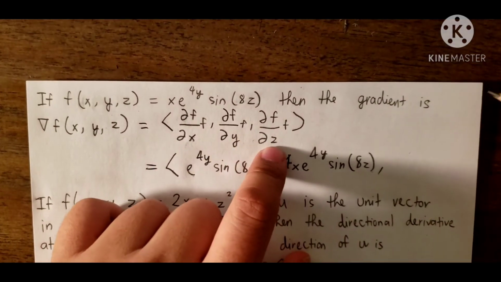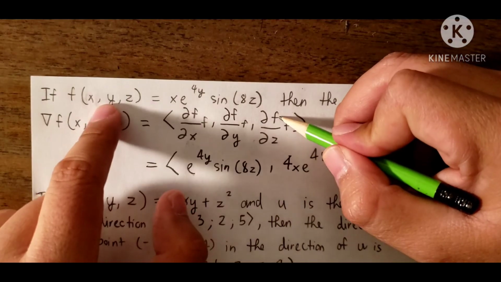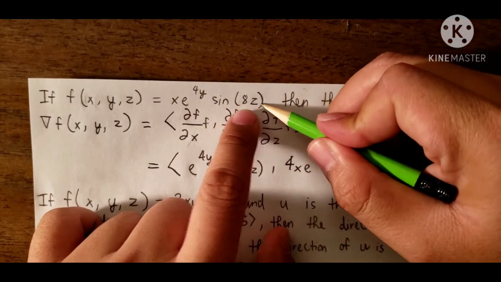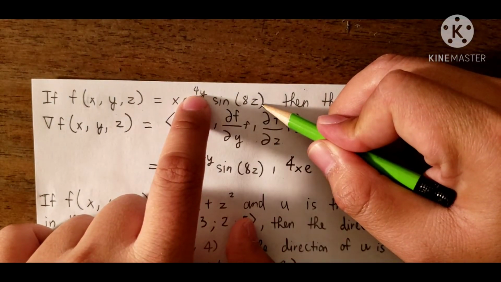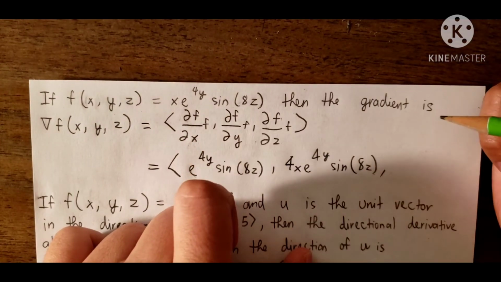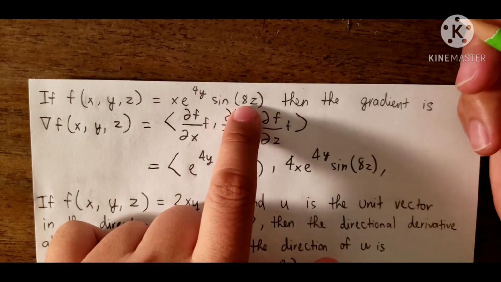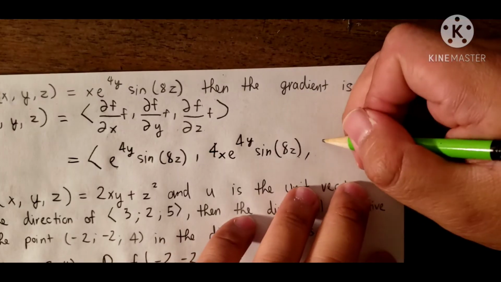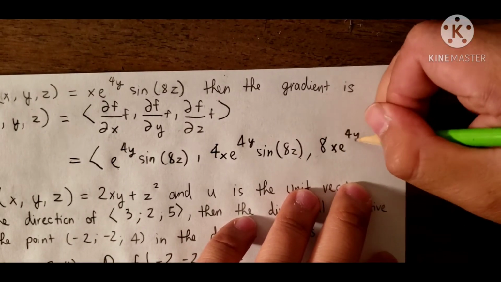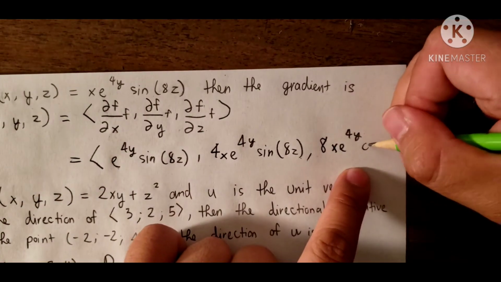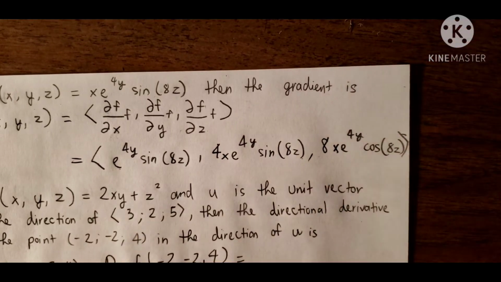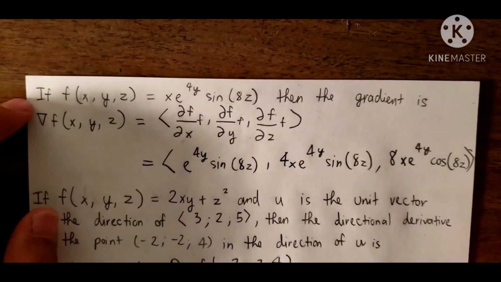The last one, the first derivative of the function with respect to z. Z now becomes the variable, so x and y become numbers. The first derivative of sine changes to cosine, and the number a is put outside, and you get a x e^(4y) cos(az). So this is the first question.